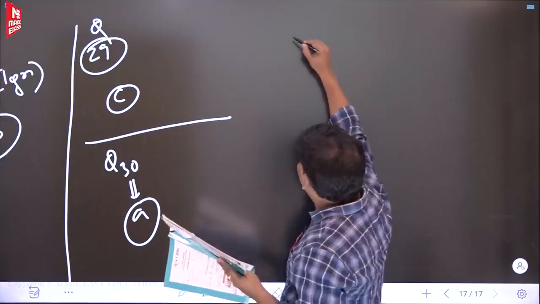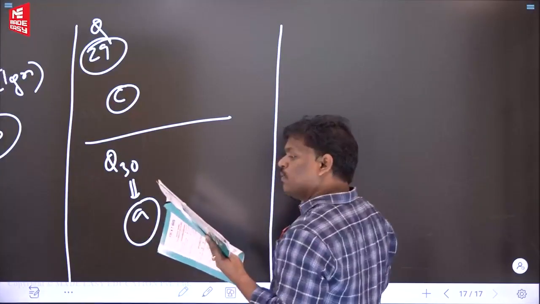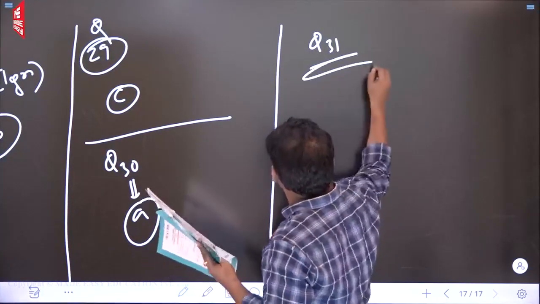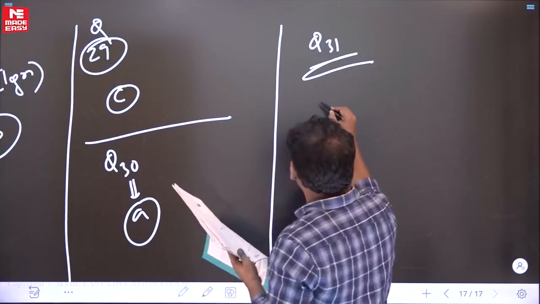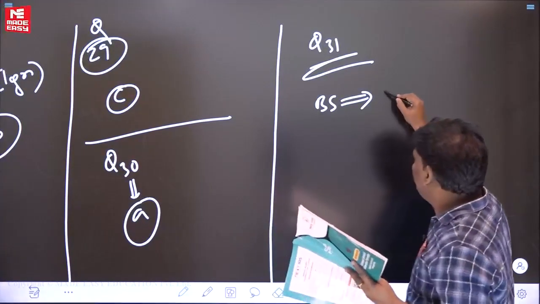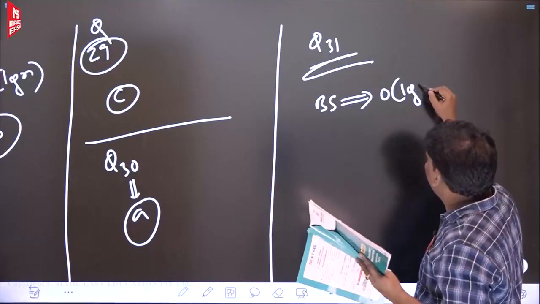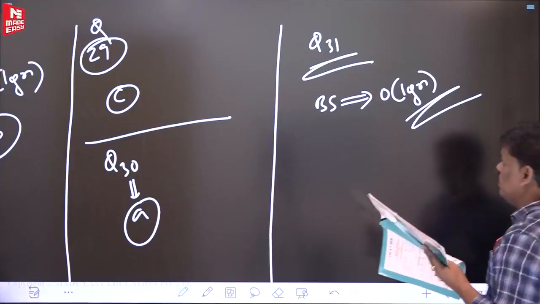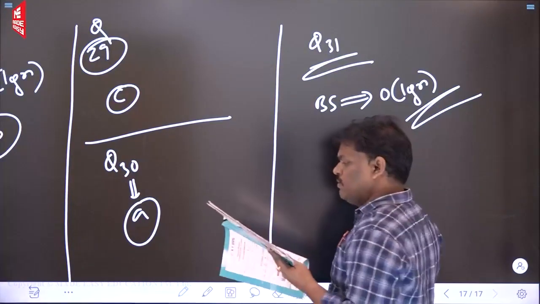Next one, see the next one now. Question number 31. Please be careful. Binary search is possible here. Please verify. I have done it. Binary search is possible. Please verify properly. The time complexity is order of log n.